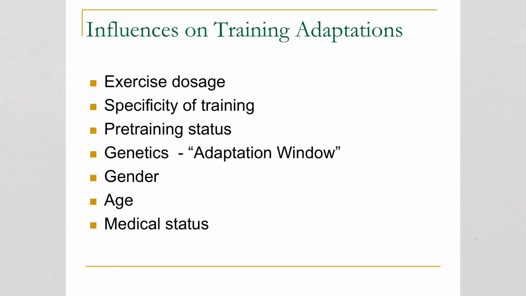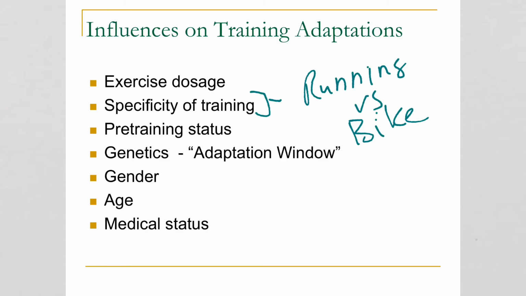What influences the level of the adaptations that take place? The dosage, the intensity, the minutes, the frequency, all those things like that. The specificity of training. When we talk about improvements, we could talk about running versus biking, two aerobic training activities. We go through and do 8 weeks of training.